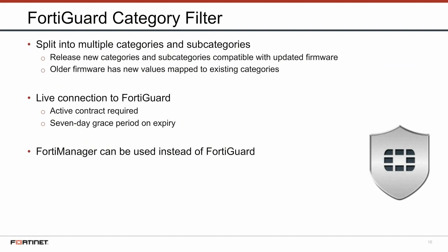Rather than block or allow websites individually, FortiGuard category filtering looks at the category that a website has been rated with. Then, FortiGate takes action based on that category, not based on the URL. FortiGuard category filtering is a live service that requires an active contract. The contract validates connections to the FortiGuard network. If the contract expires, there is a 7-day grace period during which you can renew the contract before the service cuts off. If you do not renew after the 7-day grace period, FortiGuard will return every rating request as a rating error.